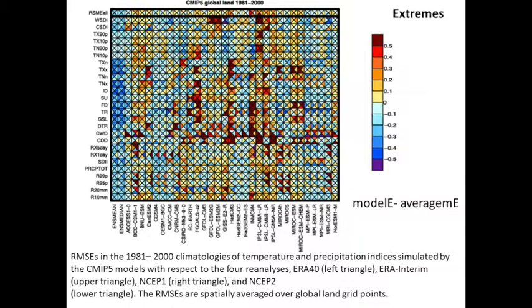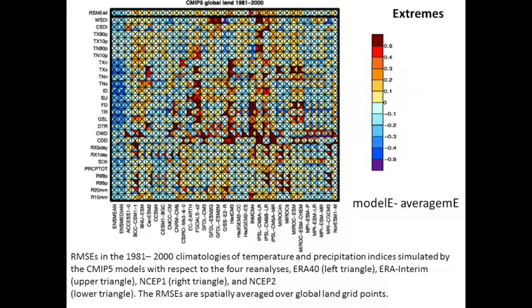On the right is ERA-Interim. The top is NCEP 1, and the bottom is NCEP 2. So they are comparing the multi-model with 3 reanalyses. And this is each model compared with the average of all models, the error of all models.